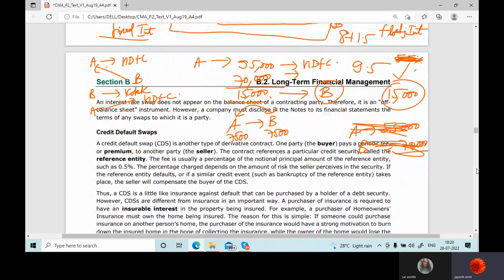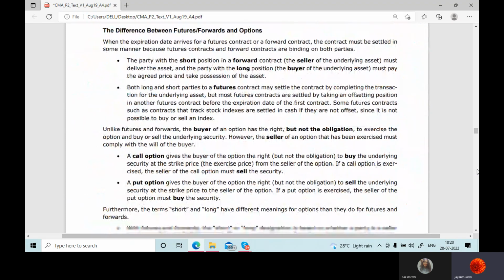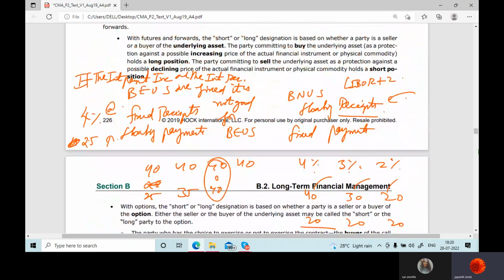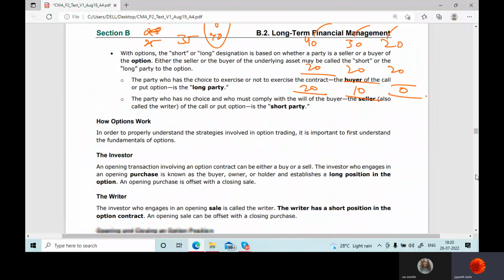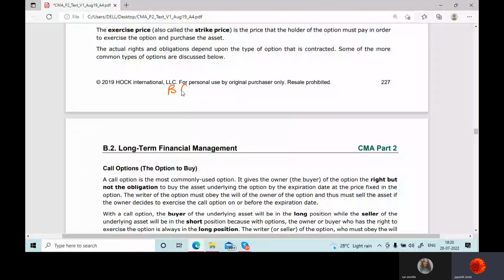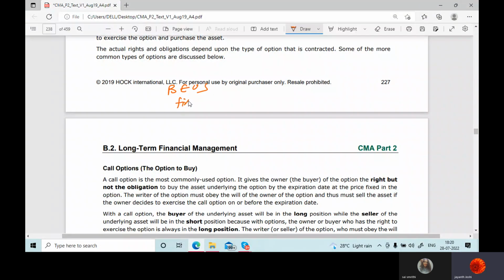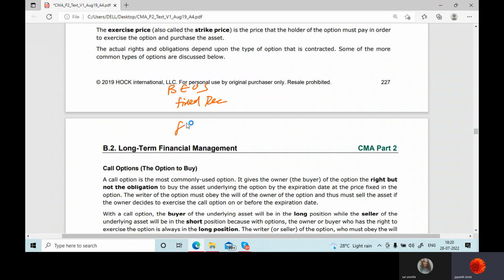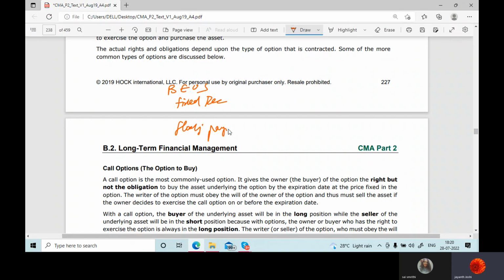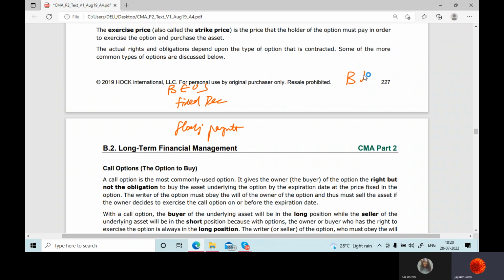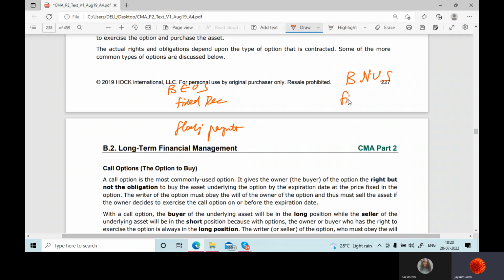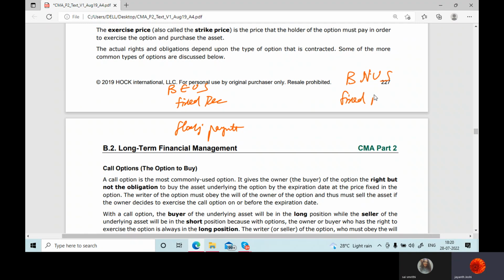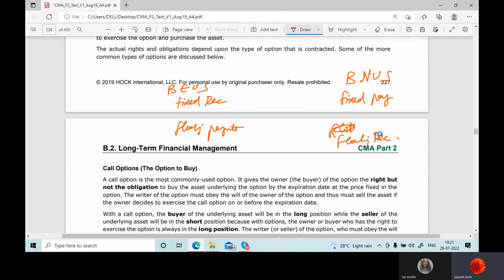See, what we discussed: BEUS, fixed receipts, floating payments. I'll write it here. BEUS, fixed receipts, floating payments. So worried about the floating payments they are making. BNUS, fixed payments, floating receipts. Worried about their receipts because those are floating.